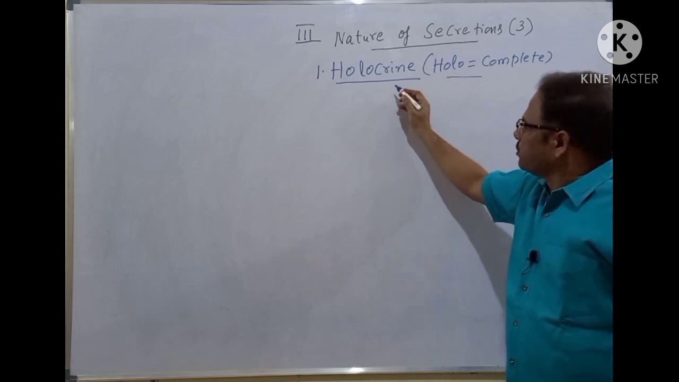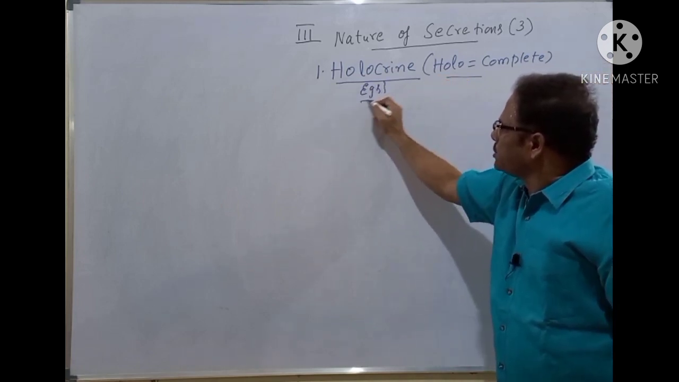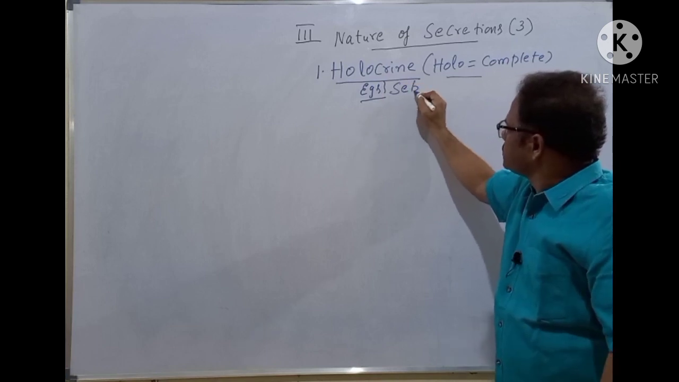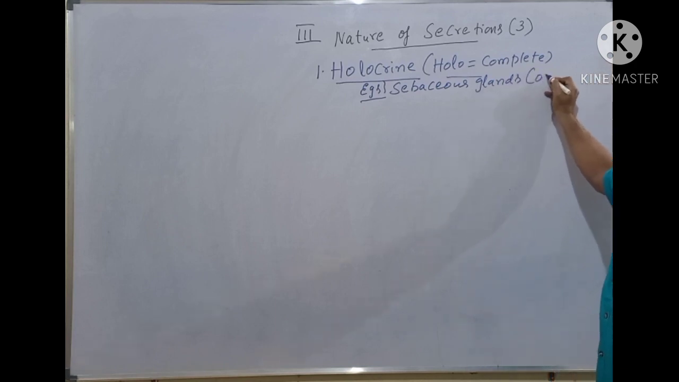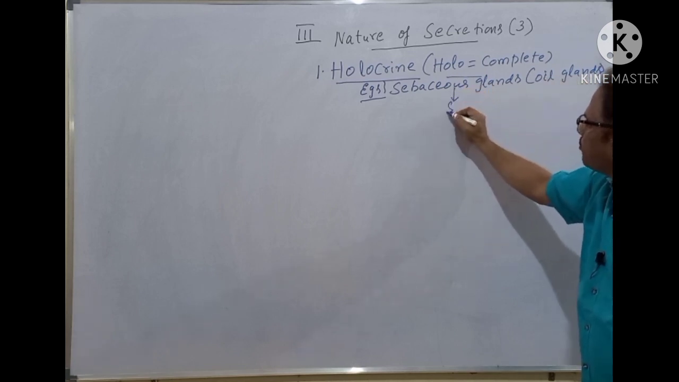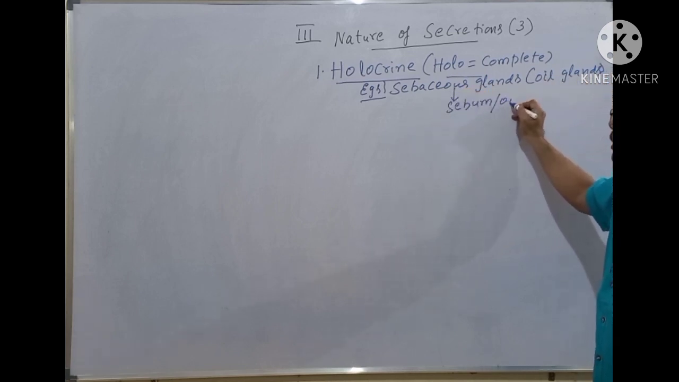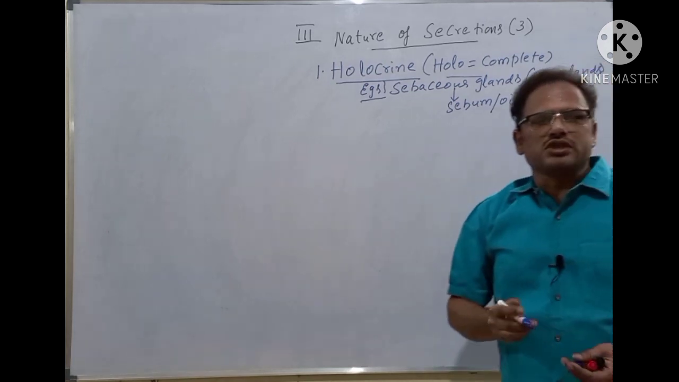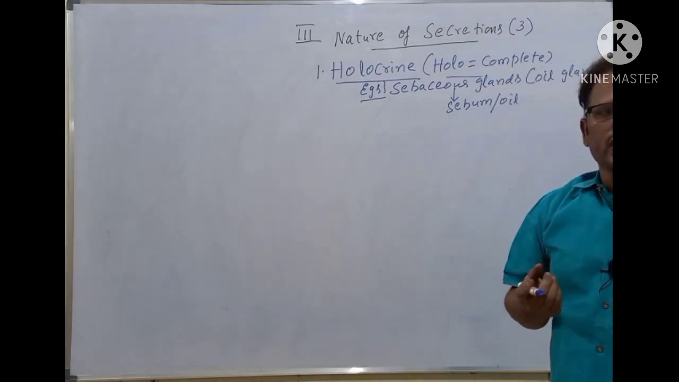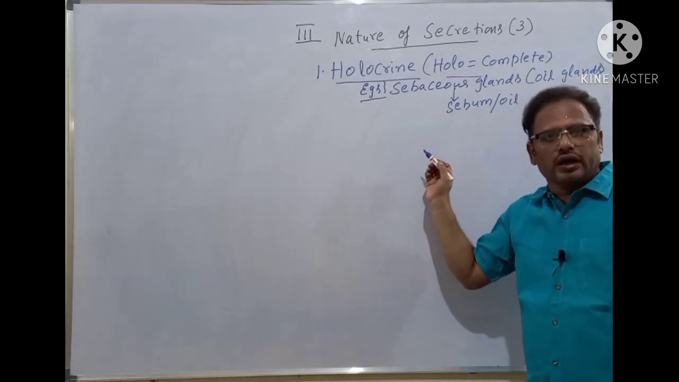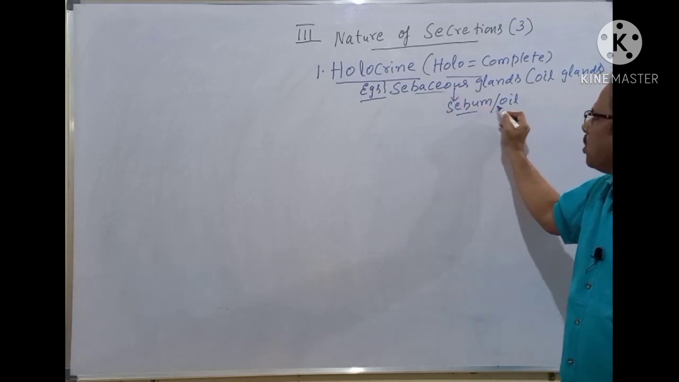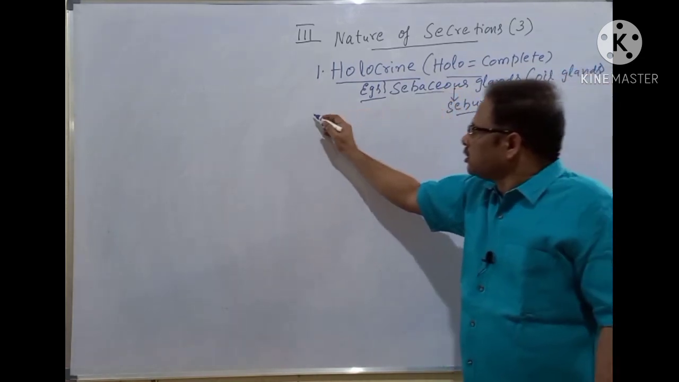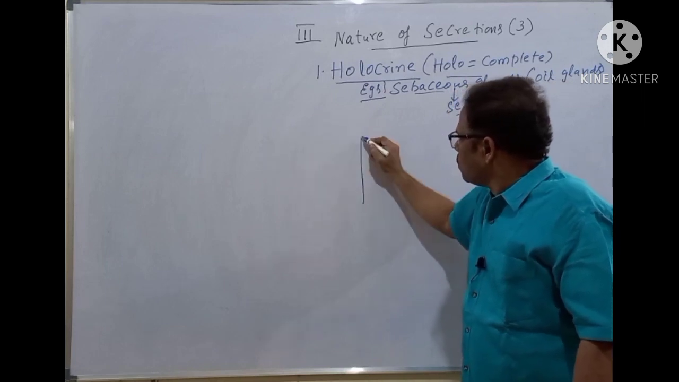Here during the secretion, an example of a holocrine gland is the sebaceous glands. Sebaceous glands, also called oil glands, secrete the sebum or oil on the skin, which keeps the skin surface moist and greasy. The skin is not allowed to dry. Why? Because the sebaceous glands are activated, and they secrete the sebum or oil. During the secretion, this is a holocrine gland.